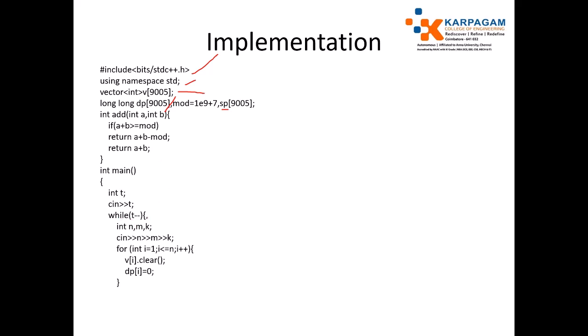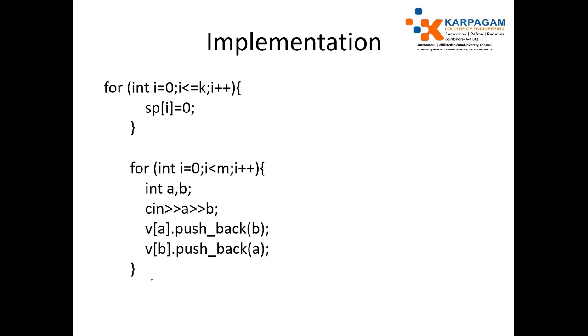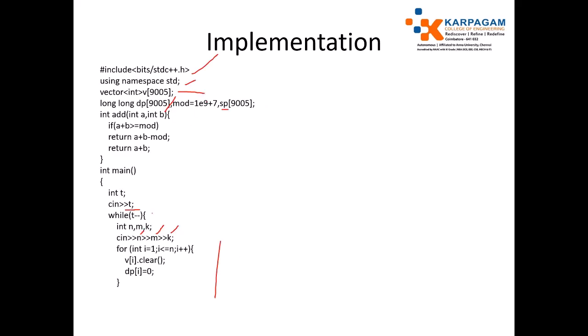Here I use the cin statement for receiving the number of test cases, and for every test case you have to get n, the number of nodes, the number of edges and k seconds. So first clear the vertex list v and the dp array to 0. Here sp, I already told, is the k seconds value.